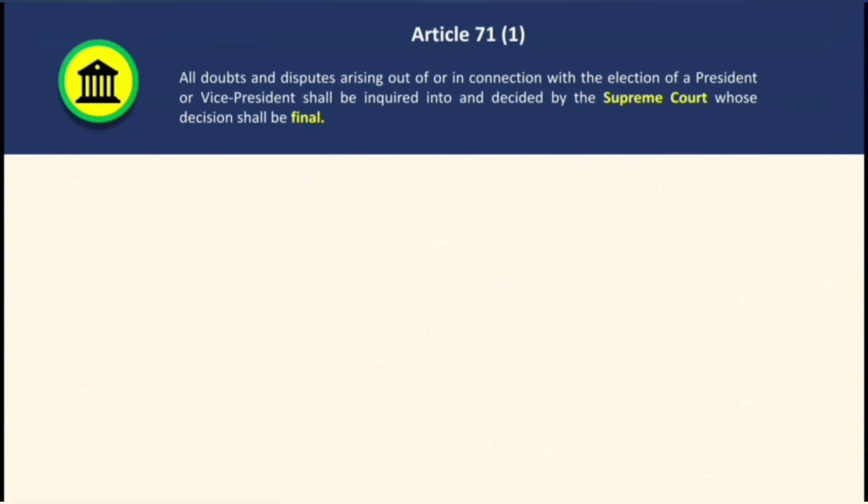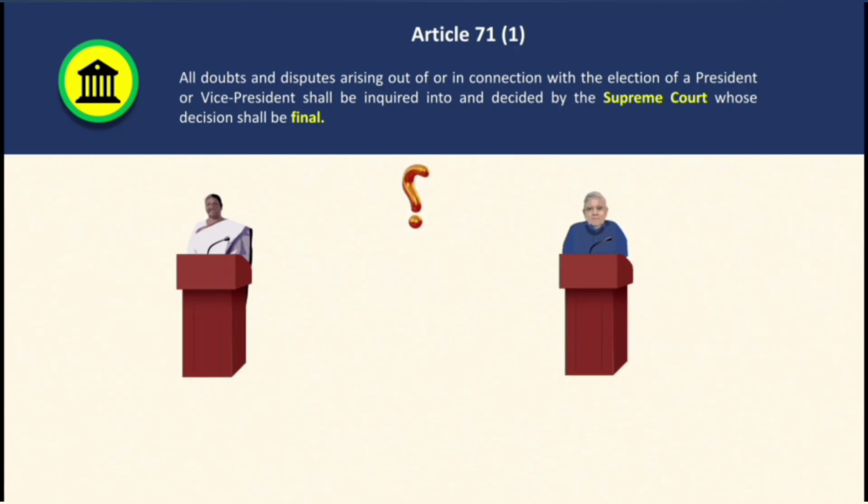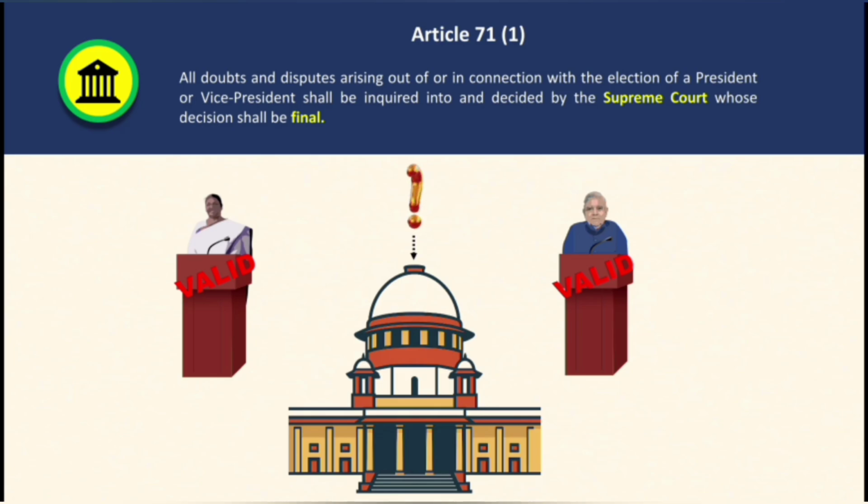Clause 1 talks about who settles disputes about presidential or vice presidential elections. If there is a question or a legal issue about whether the election of the president or vice president was valid, it won't be decided by any ordinary court. Only the Supreme Court of India has the power to decide such disputes.